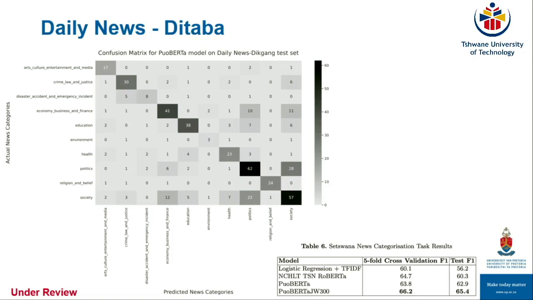Now we want to build a model that could be useful, especially for adding metadata to Setswana news content automatically. At the bottom there, what you see is Puo Beta. Again, higher is better there. We're trying to get to 100% accuracy, but we're getting 65% prediction accuracy.